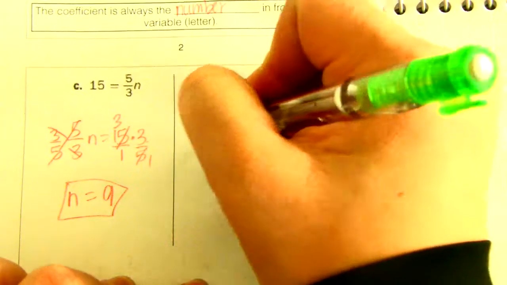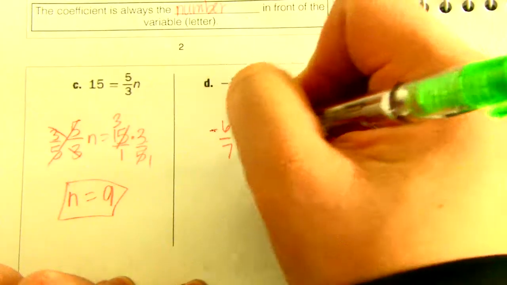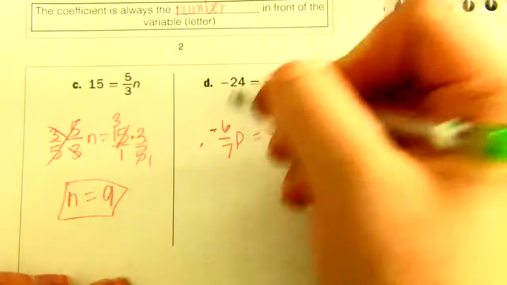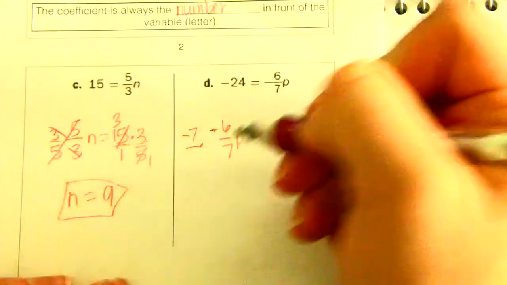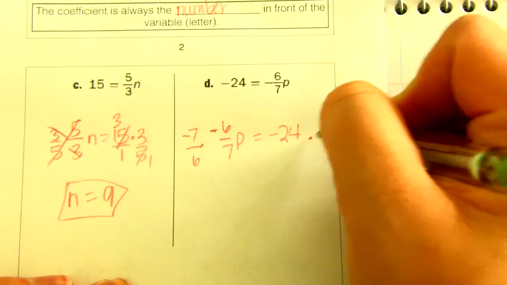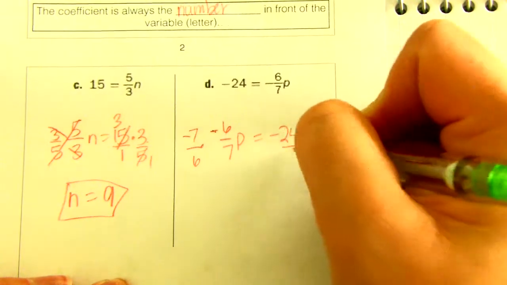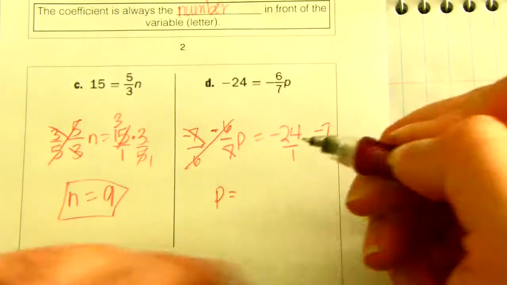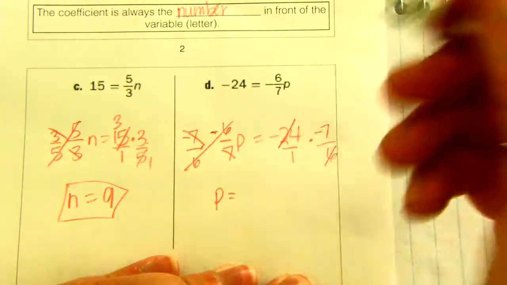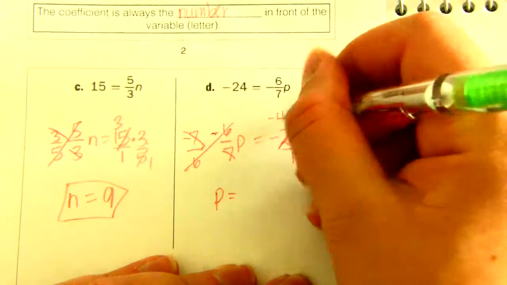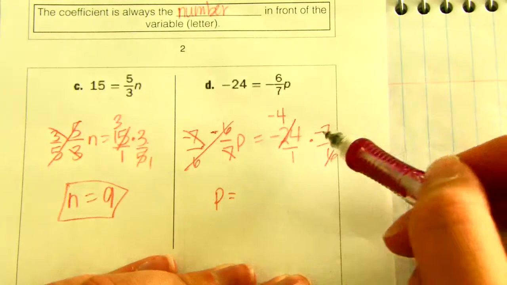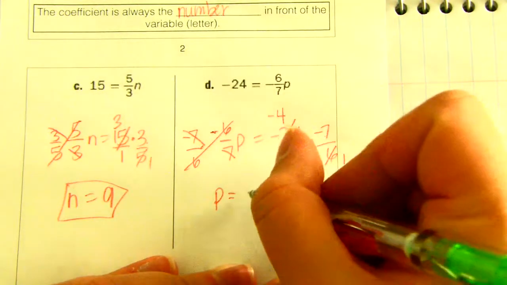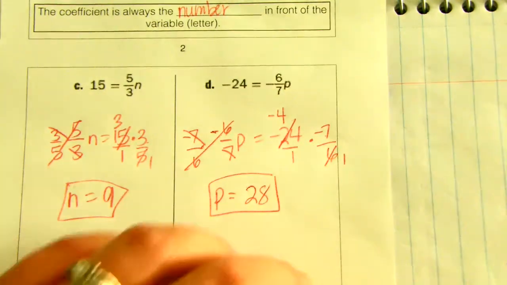Letter D, I'm going to go ahead and rewrite it again. That's a negative 6/7 p. The coefficient is negative 6/7, so its reciprocal, or its multiplicative inverse, is negative 7/6. You can keep the negative with the numerator always. 7 and 6 simplify to 1. Have that product of 1. 6 goes into 24 4 times. Remember that this is a negative 4 though. Negative times a negative is a positive, so negative 7 times negative 4 is positive 28 over 1, which is just 28.